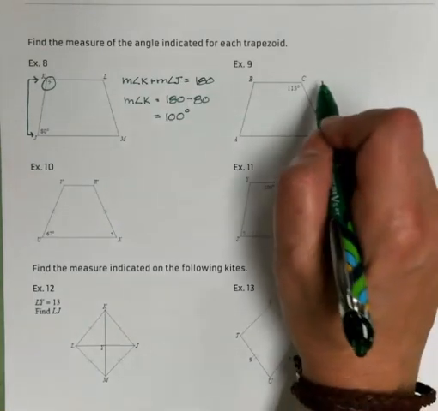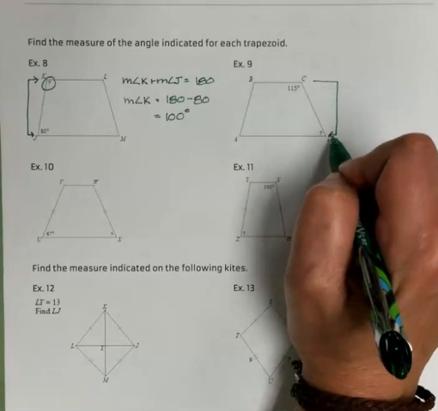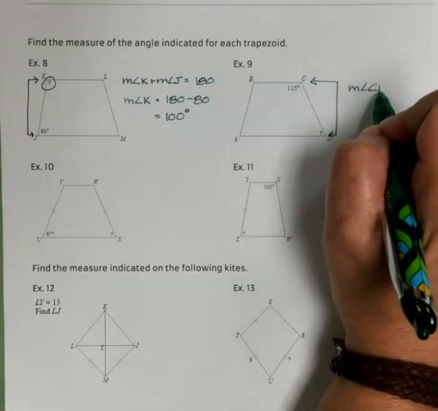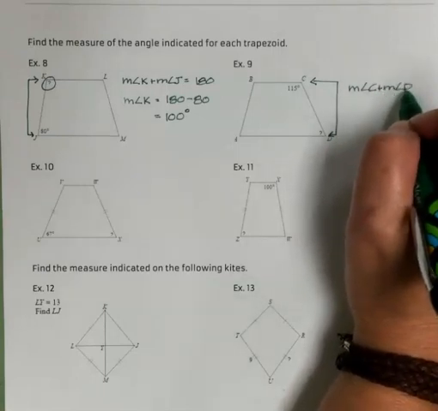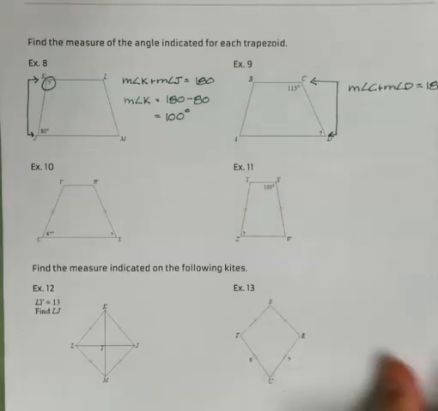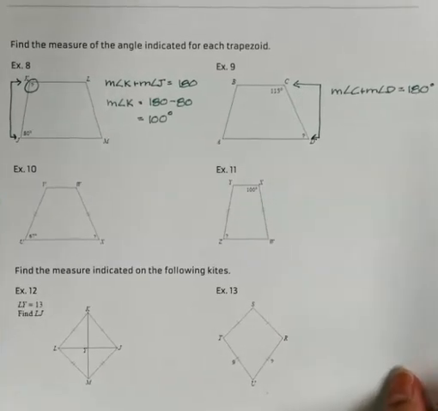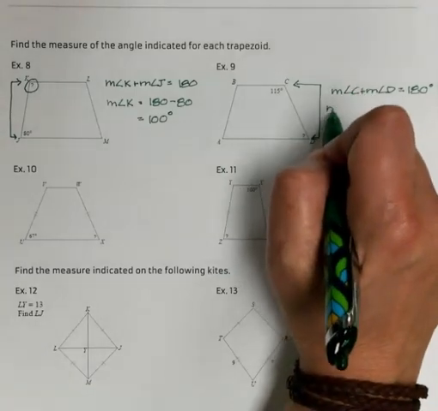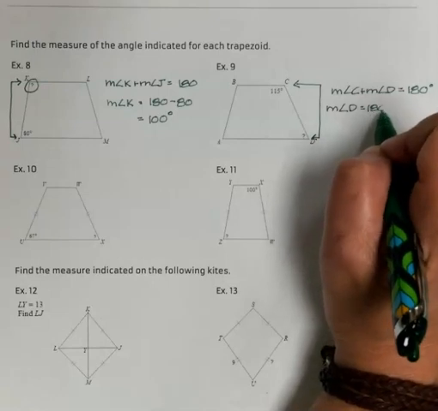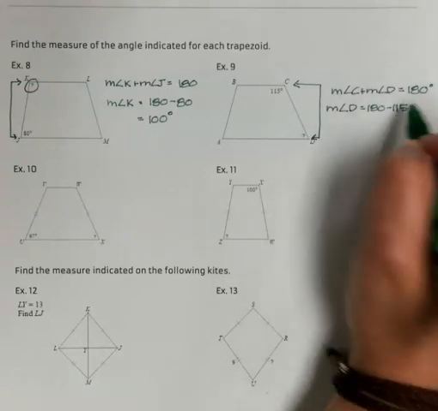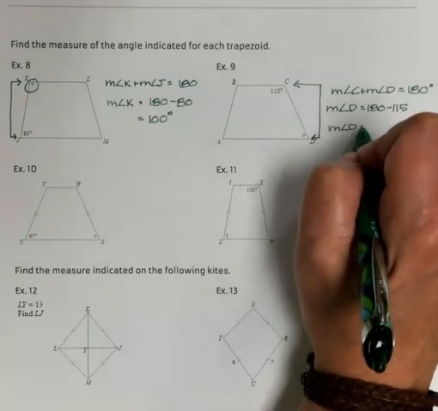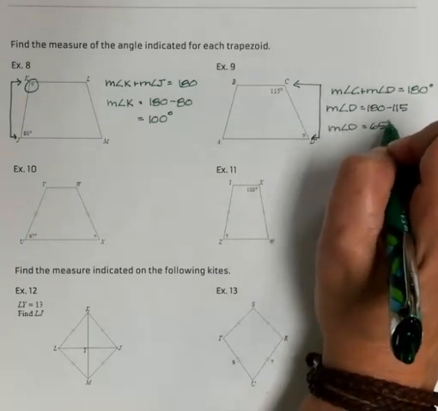And you would do the same thing here. Measure of angle C plus the measure of angle D equals 180. Oh, that went off the screen. Sorry about that. Measure of angle D equals 180 minus 115. So that means the measure of angle D is 65 degrees.